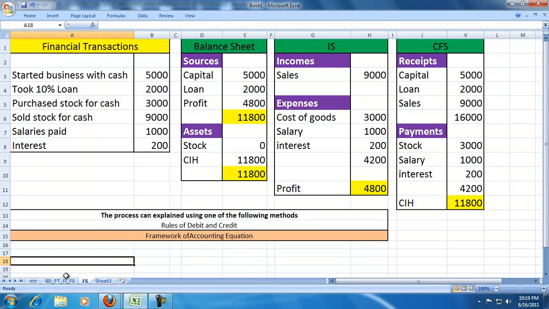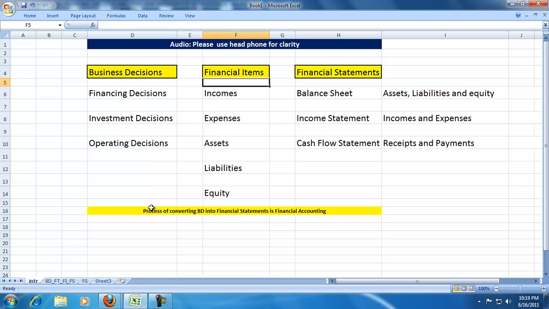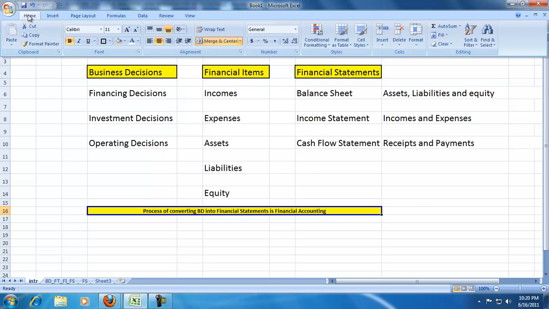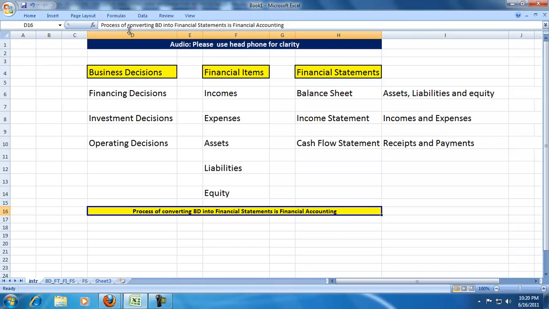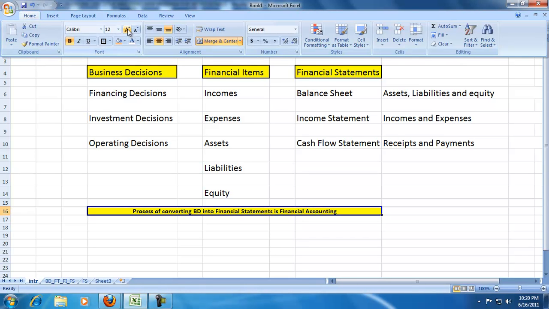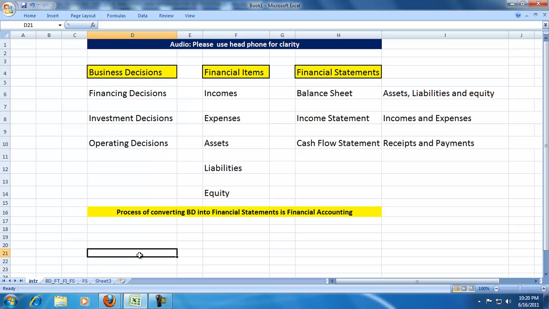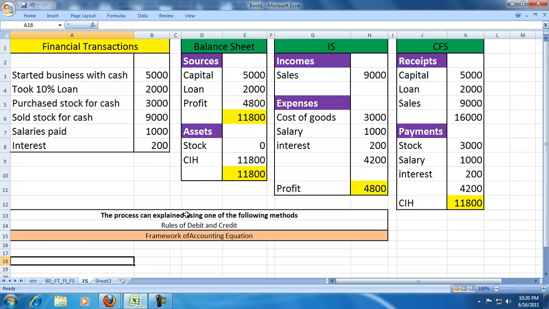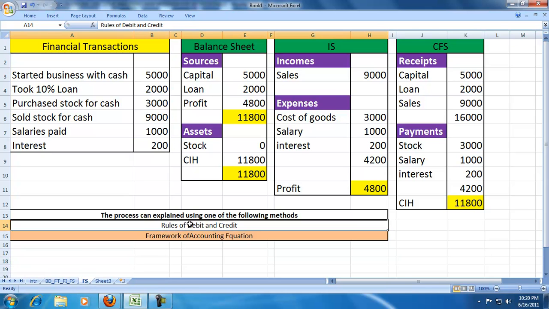So let me summarize. I've said that accounting is a process of converting the business decisions into financial statements, and this process can be explained through the accounting equation, though I can explain it through other ways. Most accounting books do it with debits and credits, but in this presentation we are not using the concept of debits and credits. We are going to understand accounting through the accounting equation. So the next presentation will be on the accounting equation.